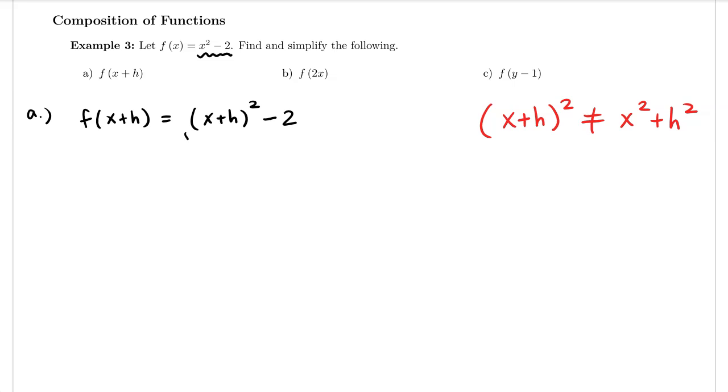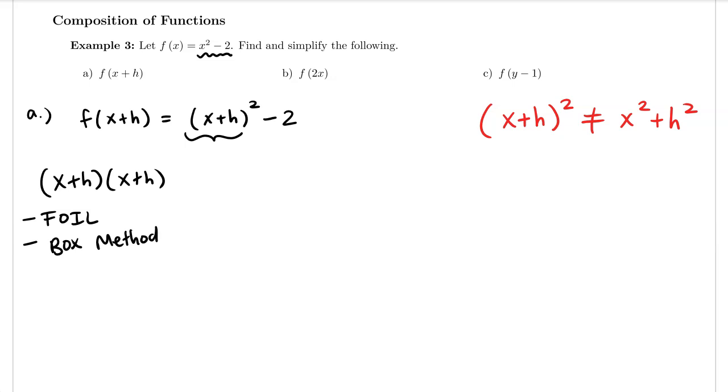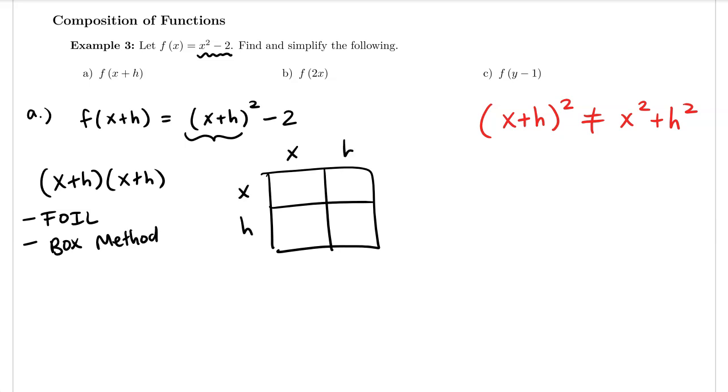So how do we simplify x plus h squared? Well, there's a couple ways. x plus h squared is the same thing as x plus h times x plus h, and from here you can either FOIL or use the box method. I am a huge proponent and fan of the box method because foiling, that acronym, really only works if you're multiplying two binomials together, and with the box method it's a lot more organized.